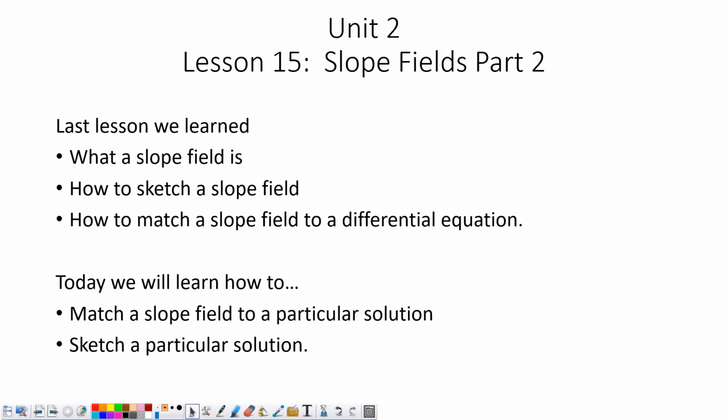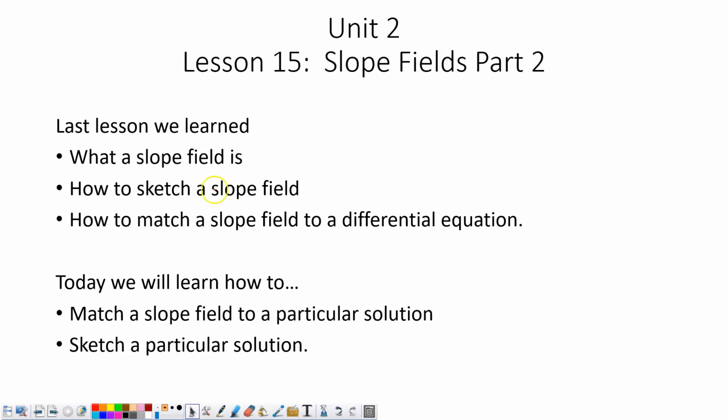And then we learned some tricks on how you can match a slope field to its differential equations. So in other words, I gave you guys a bunch of slope fields and a bunch of differential equations. And based on the equations and the slope fields, you should be able to match which one goes with which, right? Well, today we're going to focus not on the differential equation, but on the original function, the particular solution, in other words.